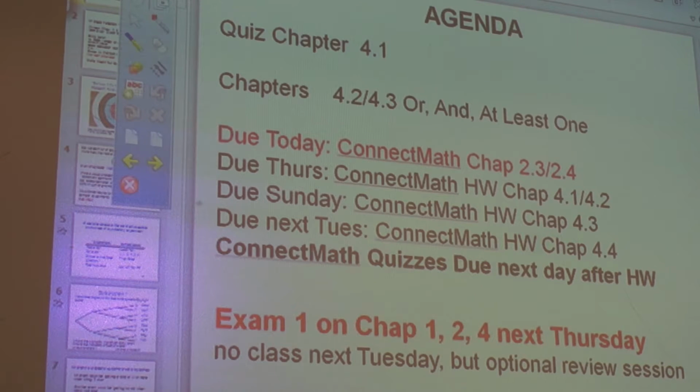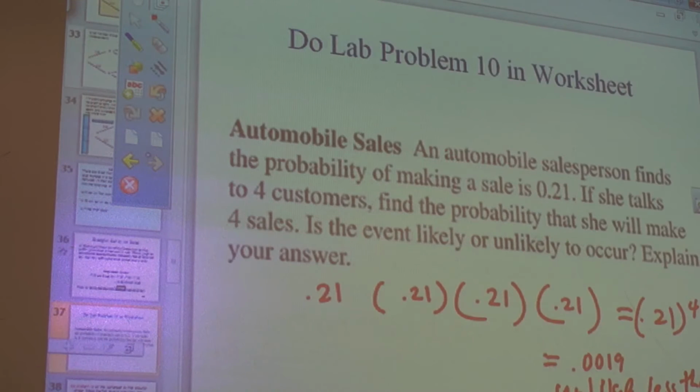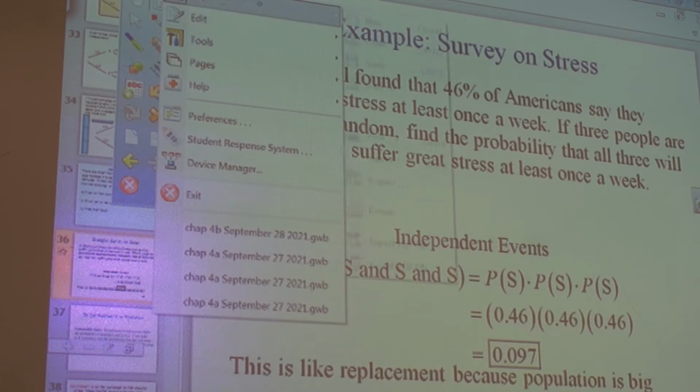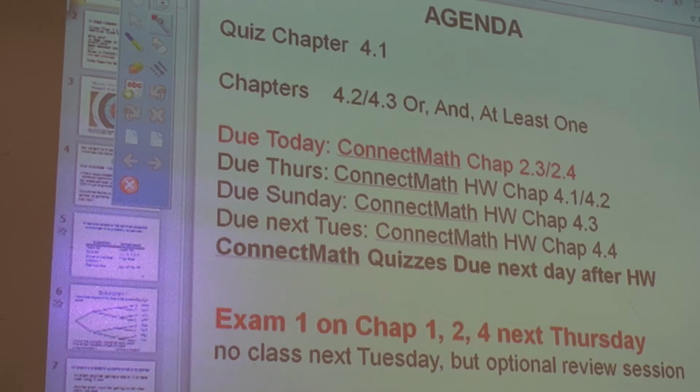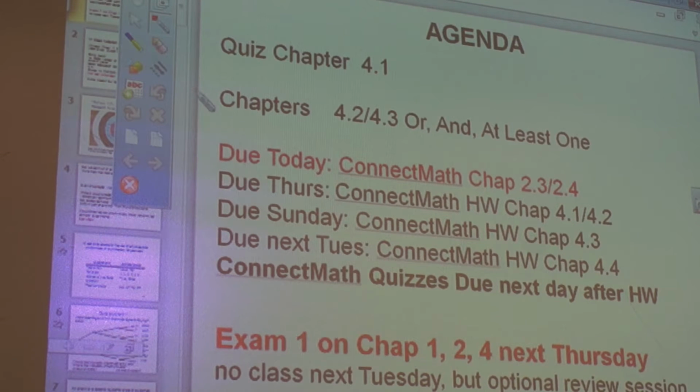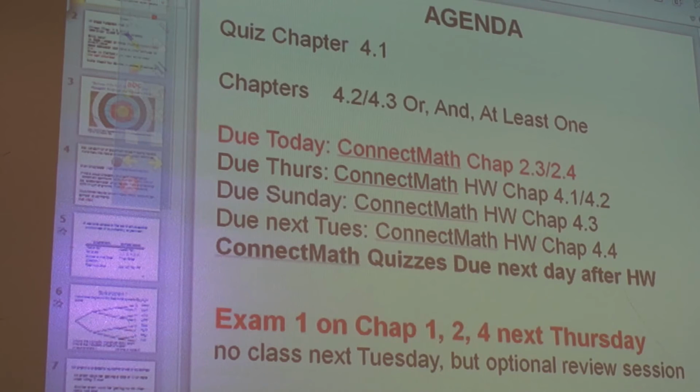So today we're working on quiz 4.1. And then we need to cover chapter 4, the ors and ands a little bit more, and also I need to try to get to at least one, because that's kind of a hard concept you guys are going to want to get a handle on for a while.